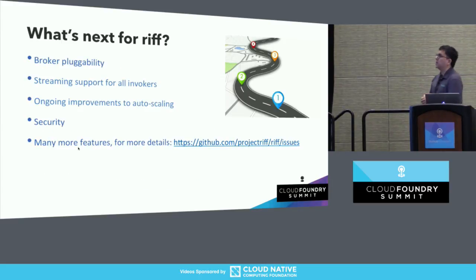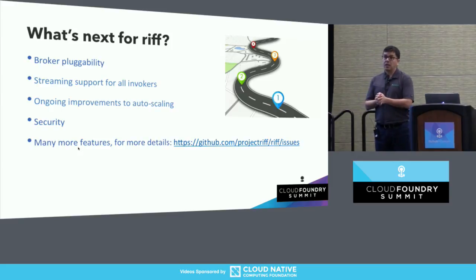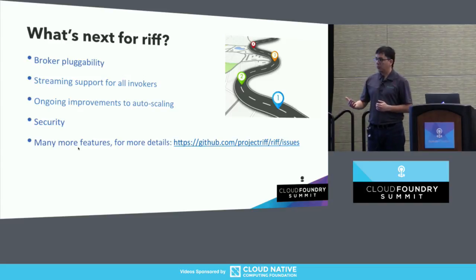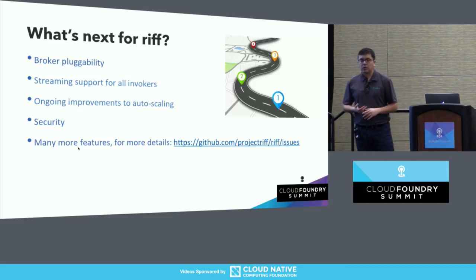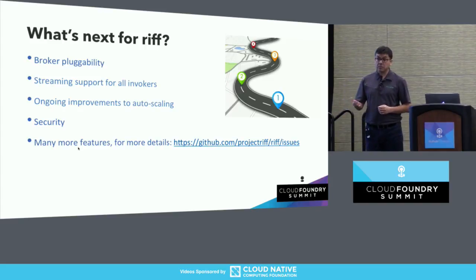Then what's next? The project is under heavy development. We just released version 0.0.6. So if you want to contribute, you can just go to the project Riff and add your issues in there. That's how we define the roadmap. So what we want to do right now is the Kafka broker, the default, but we want to add support for other event brokers from AWS, Google Cloud, and also Azure, RabbitMQ, and Redis Streams. The streaming support is currently just for Java and Node, but we have Go, we have Python, and we are planning, now that gRPC is the official way to communicate between the sidecar and the function container, to add streaming support for all the remaining invokers.